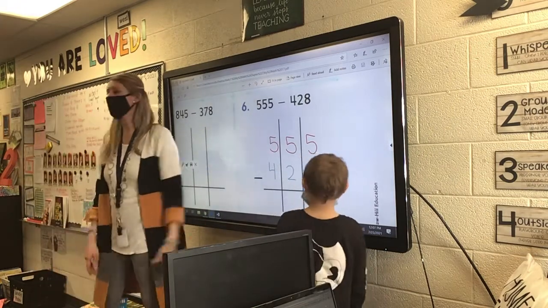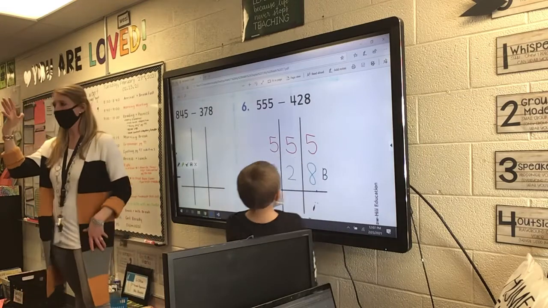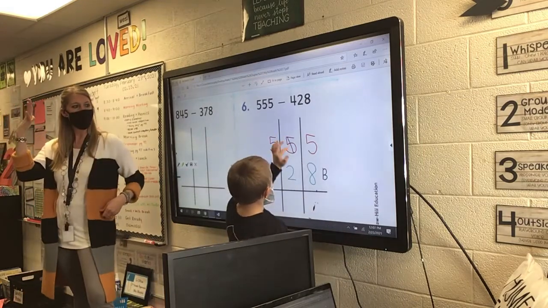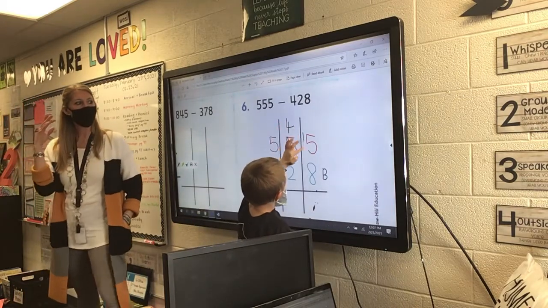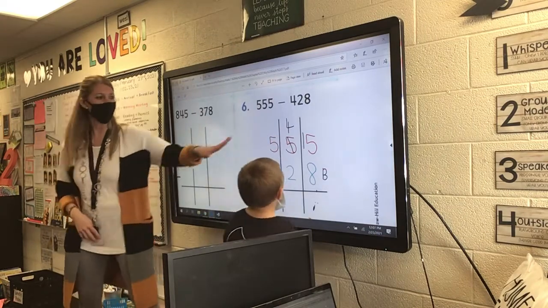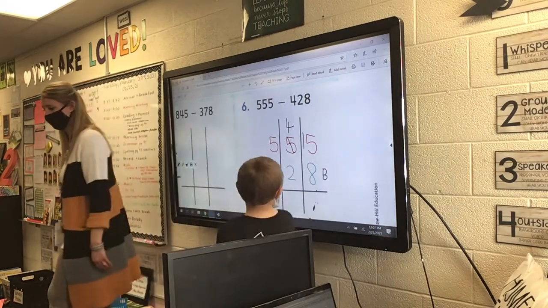Okay, Tyson's going to go to the neighbor, the 5 in the tens. So he's going to take 1 away. So cross off the 5. The 5 becomes a 4. And then this becomes a 15. Good job, Tyson. 15 minus 8.